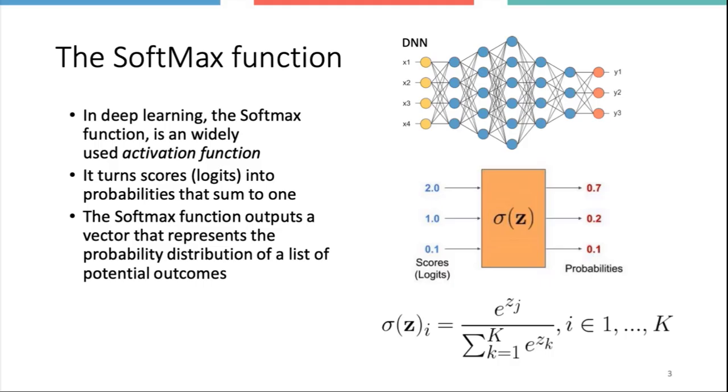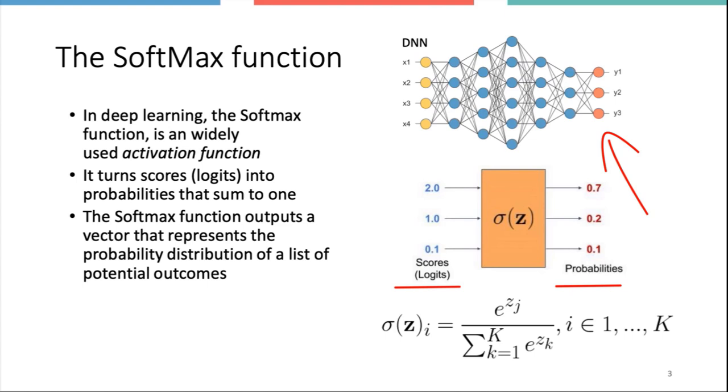We choose the softmax function as a running example for the tutorial. In machine learning, softmax is a widely used activation function. You find it usually at the end of a deep neural network because it turns scores, floating point values, on arbitrary range into probabilities. The sum of the output values is 1. The softmax function outputs a vector that represents the probability distribution of a list of potential outcomes. For example, if you're running a neural network to classify animals, softmax returns the probability for the image to be a dog or a cat.